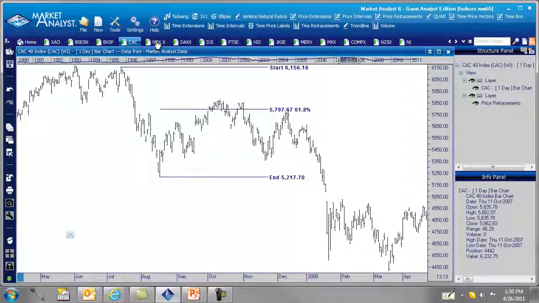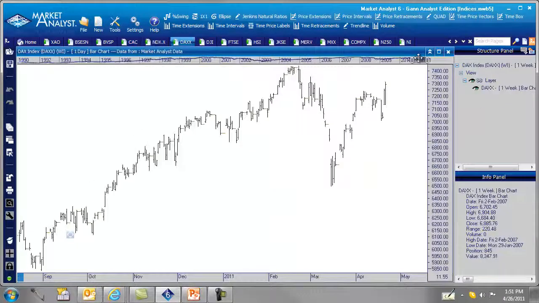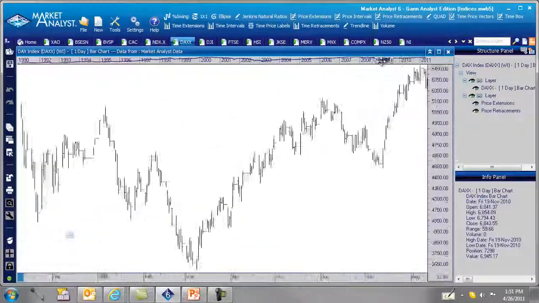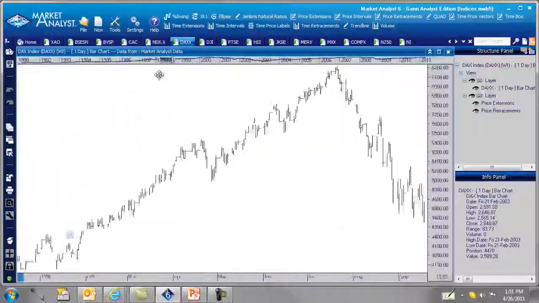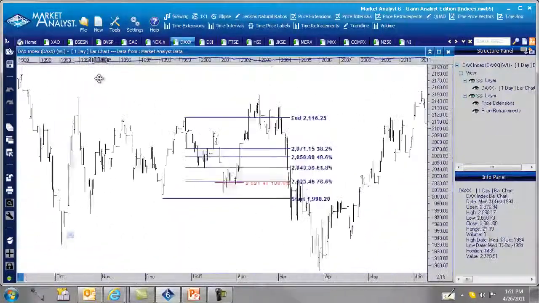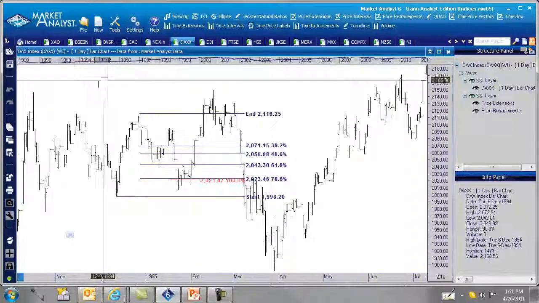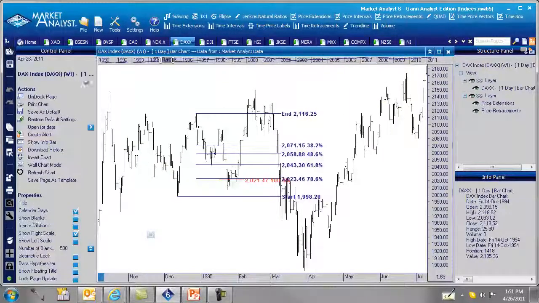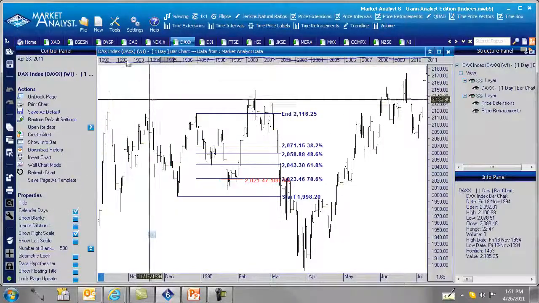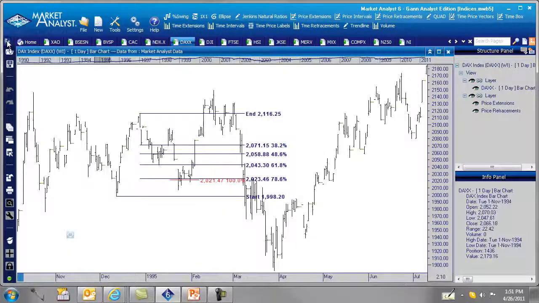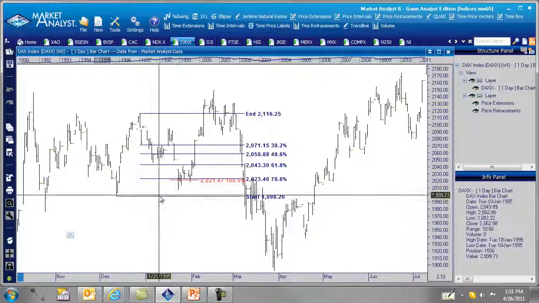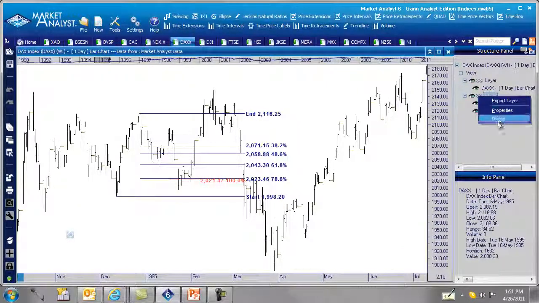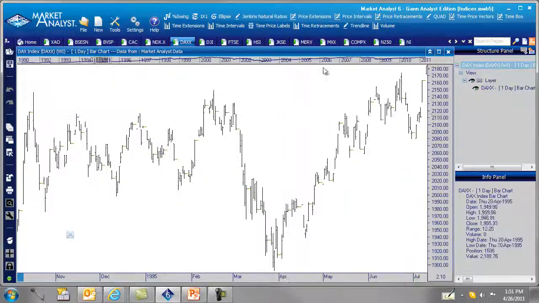Okay, let's look at some more trade setups. DAX. Oh, there's one. Okay, so let's turn off the calendar days. You might as well get used to using them. I'm not going to turn off the calendar days. So let's turn off this layer, delete. Okay.